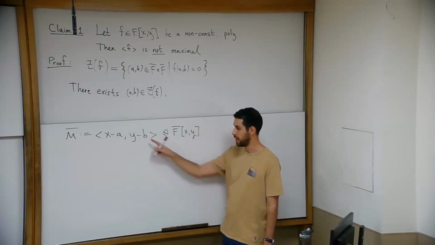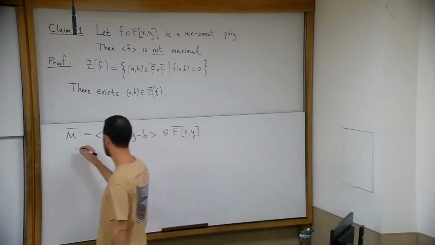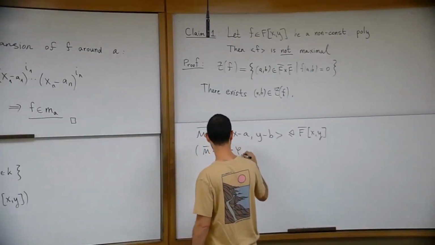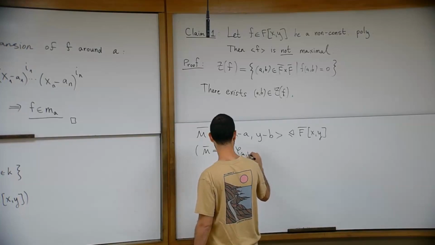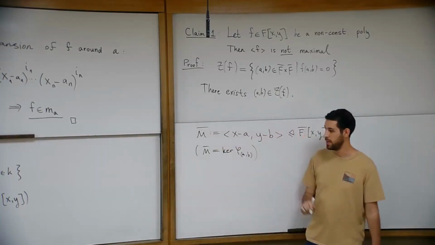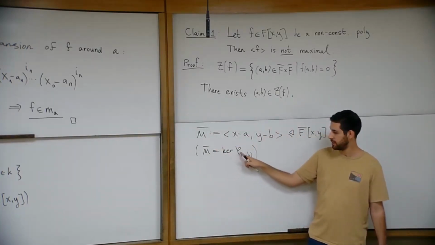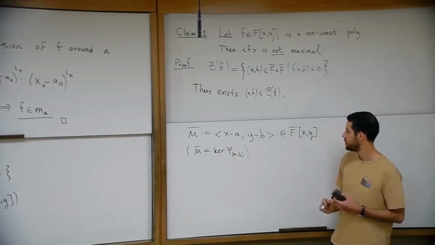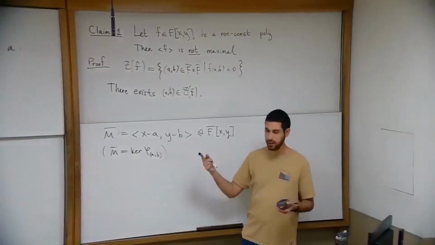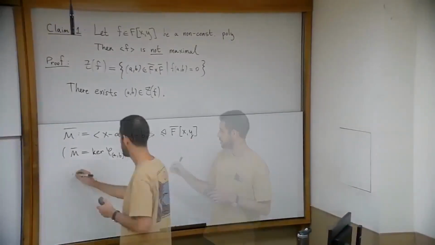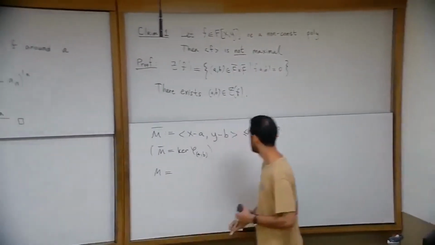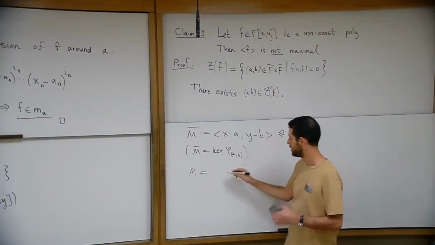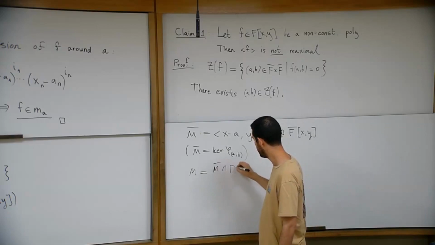So this is an ideal, and in fact a maximal ideal, because M bar is exactly the kernel of phi of (a, b), the substitution homomorphism which substitutes the point (a, b). So it is a maximal ideal, and in particular, it is a proper ideal. But we want to work in this ring, so let's take the intersection of M bar with F[x,y].